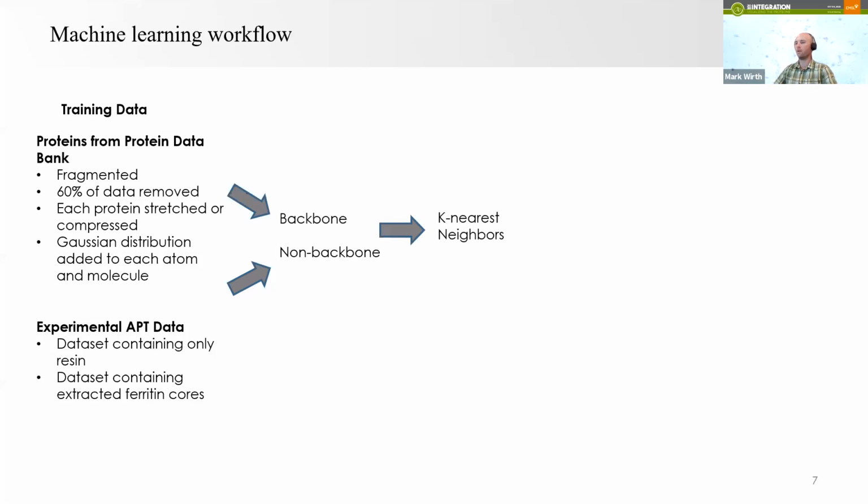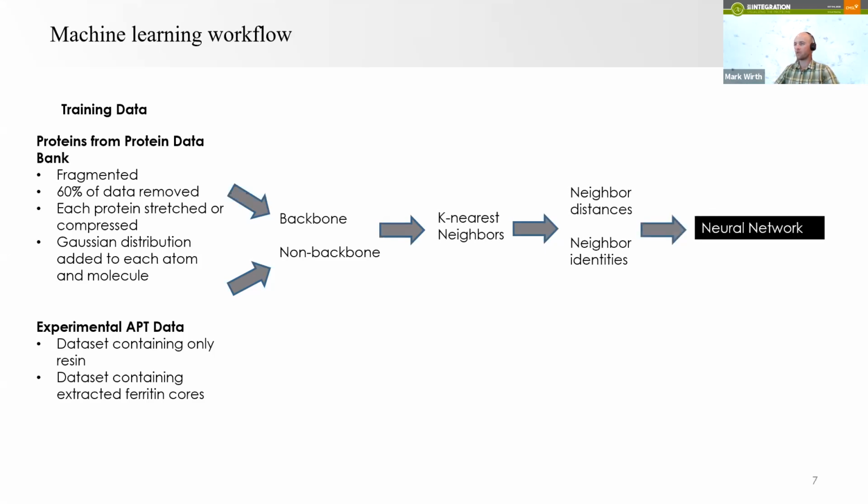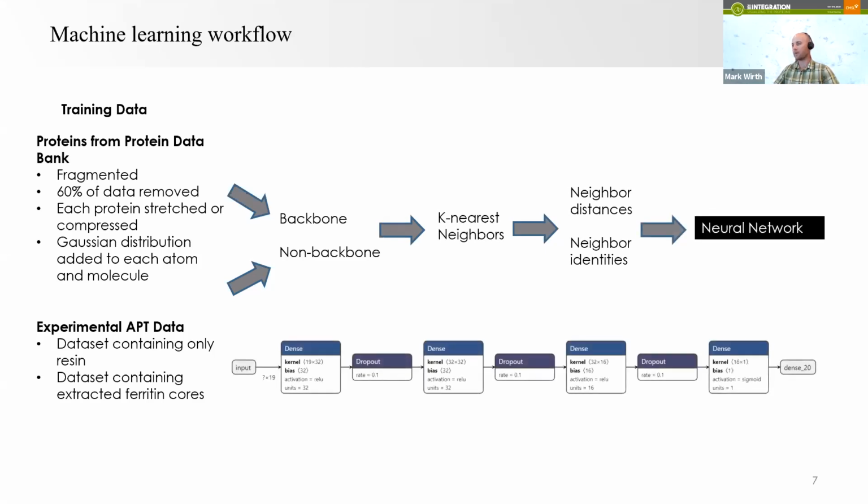You cannot directly feed 3D point clouds into a neural network, so the approach we chose was using nearest neighbors. The nearest neighbors for every single atom and molecule in the data set were calculated, and the distances to those neighbors and the identities of those neighbors were what actually went into the neural network as training data. And there's a schematic of our handy neural network.